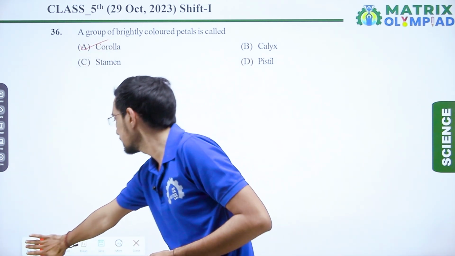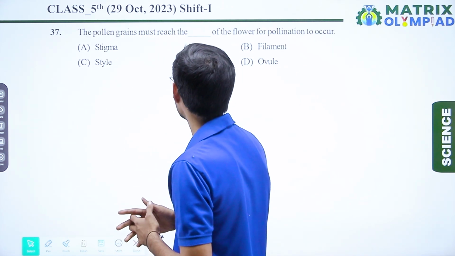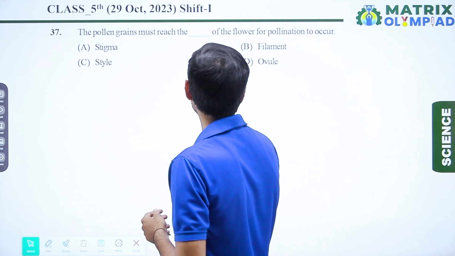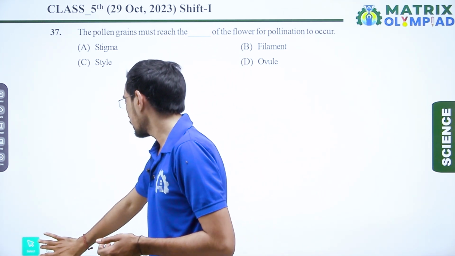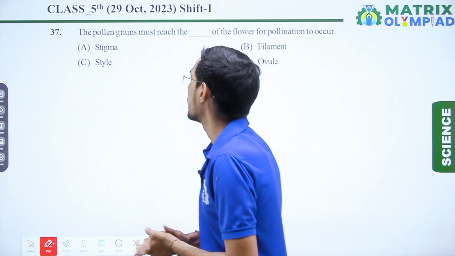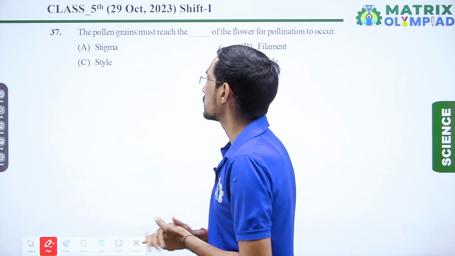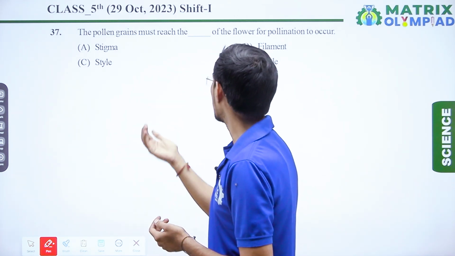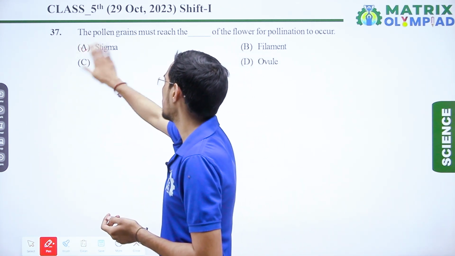Our next question is, the pollen grains must reach the dash of the flower for pollination to occur. First of all, we discuss about the pollen grain. Pollen grain is the male gamete of the flower and it will reach to the stigma, and after which fertilization takes place. The correct option will be option A.